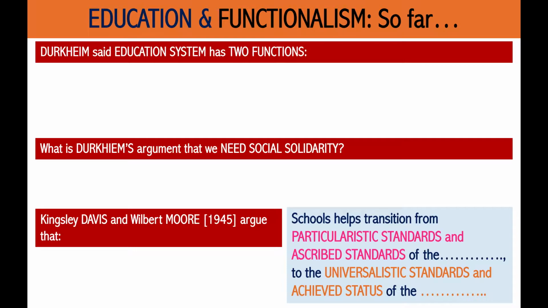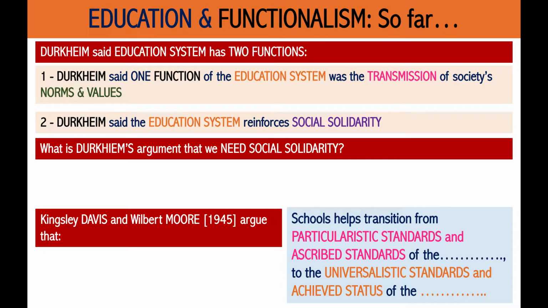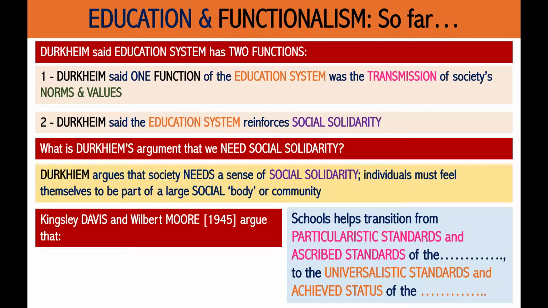So the functionalist, or the father of functionalism, Emile Durkheim, argued that the education system has two primary functions. The first is the transmission of society's norms and values, so secondary socialization. The second is that the education system reinforces social solidarity, or a sense of community amongst young people. Durkheim's argument was that society needs social solidarity, as individuals must feel themselves to be part of a larger social body or community.